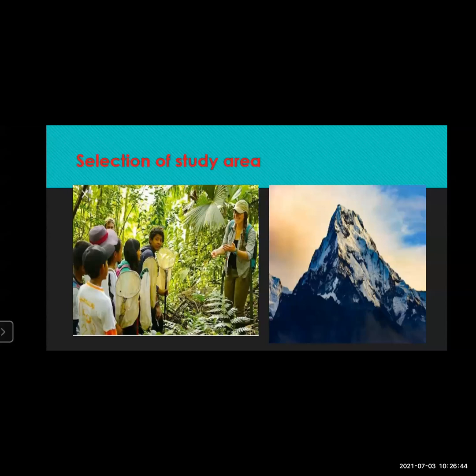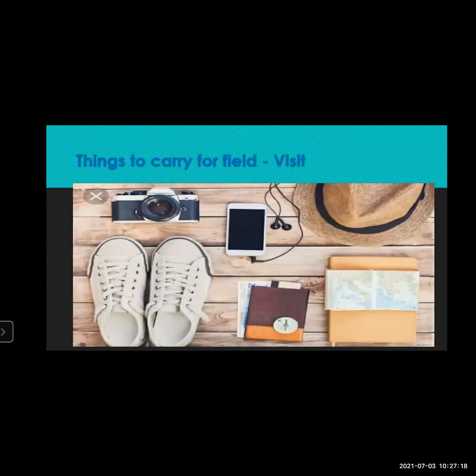Now, students, if you want to go on a field visit, then permission for that particular place is a very, very important thing. Anywhere you cannot enter any jungle, any forest, any museum. So the permission letter from your school needs to be given for that particular area. So permission is very, very important for the field visit. Now we'll go to the next slide.